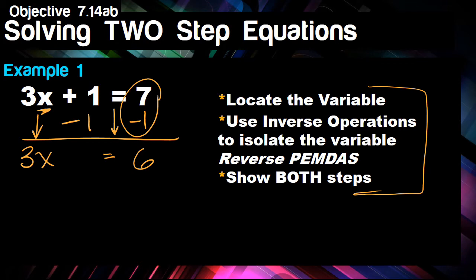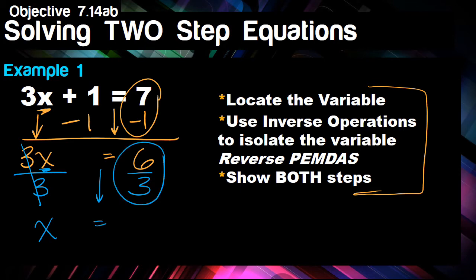Our second step here to get x by itself, so here's our variable x. We have 3x, which is multiplication, so the opposite of multiplying, or the inverse of multiplying, is division. So let's go ahead and divide by 3 on both sides. Our 3's cancel out, so we're left with x. We bring down our equal sign, and then 6 divided by 3 is 2.